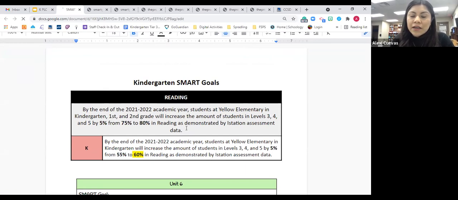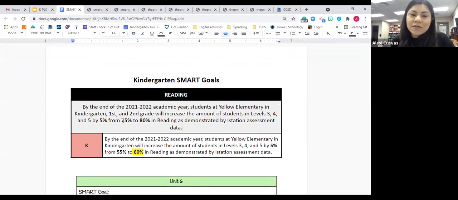This was our reading SMART goal for kindergarten, or K2 actually. I changed it up a little bit. I changed it to Yellow Elementary and just chose different numbers. But the school goal is by the end of the 2021-2022 academic year, students at Yellow Elementary in kindergarten, first and second grade will increase the amount of students in levels 3, 4, and 5 by 5% from 75 to 80% in reading, as demonstrated by iStation assessment data.